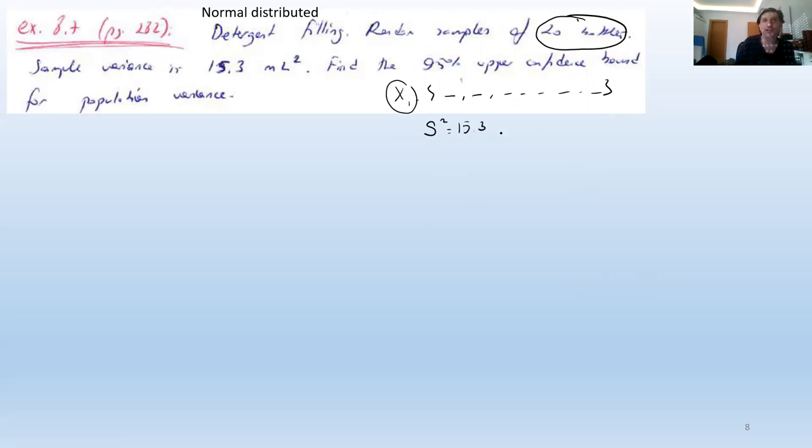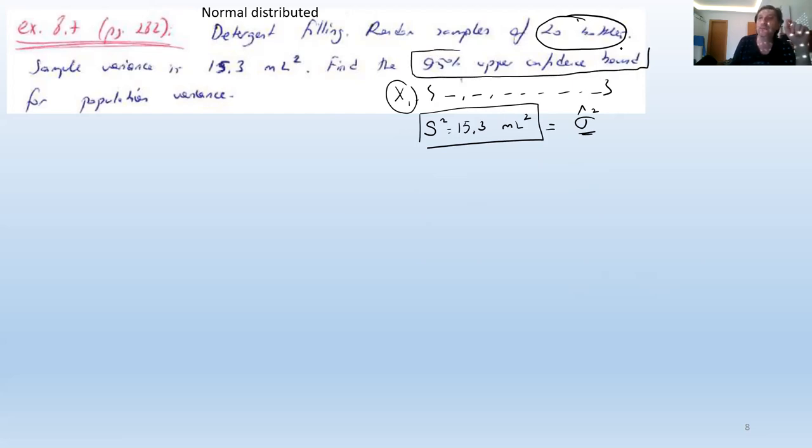Please check this result with that in your textbook. This is going to be 15.3 milliliters squared. Therefore, this is not height, but volume of the detergent, of the liquid detergent inside the bottle. Anyway, so note that this is going to be a point estimate of population variance. But this is not, of course, all. We would also like to find a 95% upper confidence bound. This time, a single one-sided confidence bound, and note that the term bound is used, not interval, for population variance.